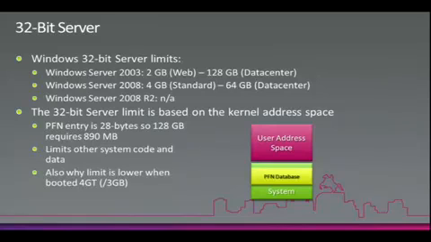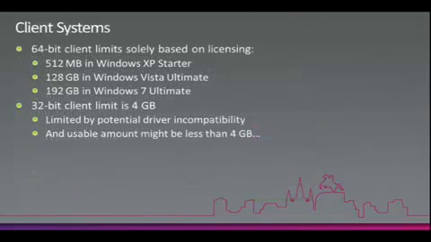That's why those caps were put in place, to let the kernel have enough room to breathe and do its thing and not have to spend all that address space on the PFN database. It's also why the limit is lower when you're booted 3G. Think about it, 3G, you've only got 1 gigabyte of address space for the system, which limits your ability to create a PFN database in that.